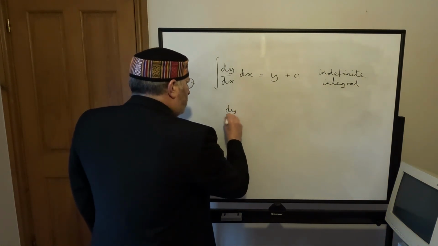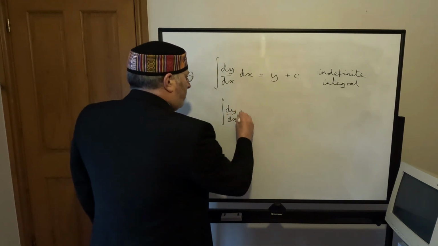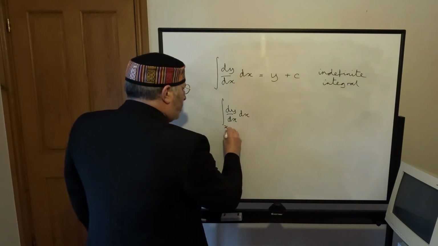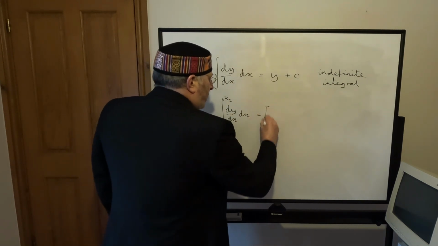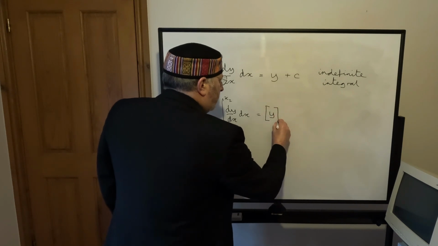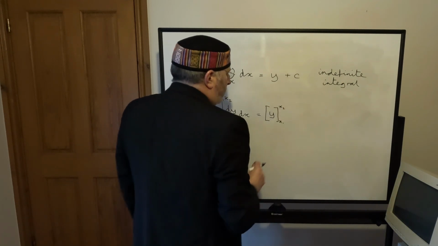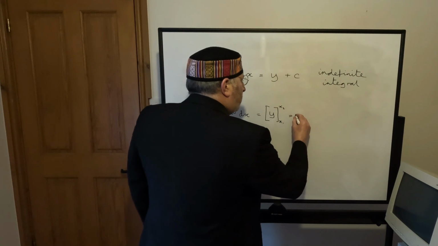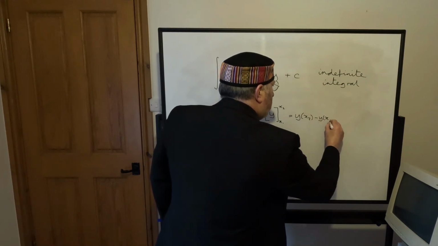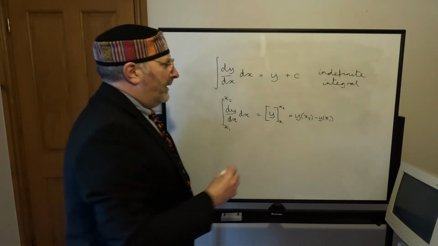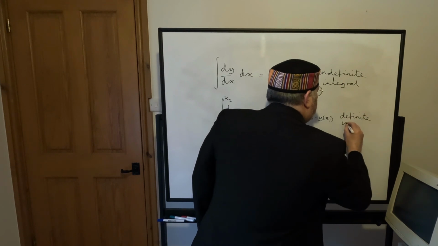And again, with our derivative dy by dx, we can also integrate it with respect to x between two particular points, x1 and x2, to give the original function taken between the two points x1 and x2, which just means the difference between y at x2 minus y at x1, and that is a definite integral.